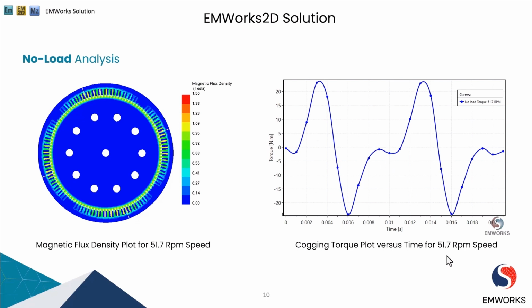The second aspect of our analysis involves plotting the cogging torque versus time at the same rotational speed of 51.7 rpm. Cogging torque refers to the torque required to overcome the magnetic deterrence in the system, and this plot helps us to understand the torque variation throughout a rotation cycle. The cogging torque plot highlights the torque fluctuations, guiding us in mitigating unwanted torque variation.